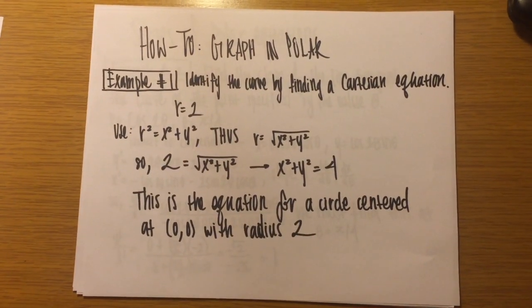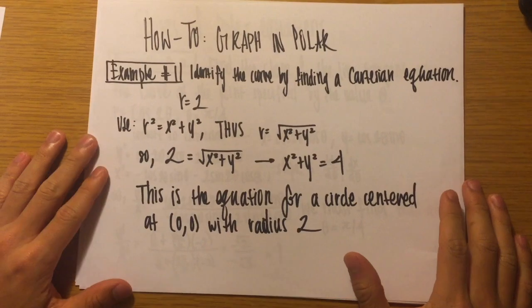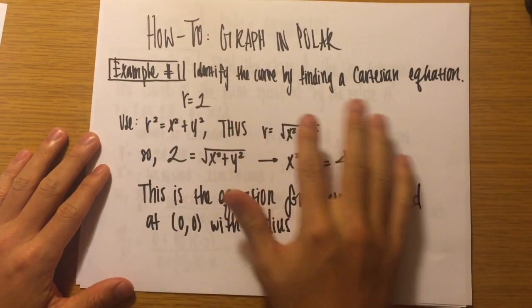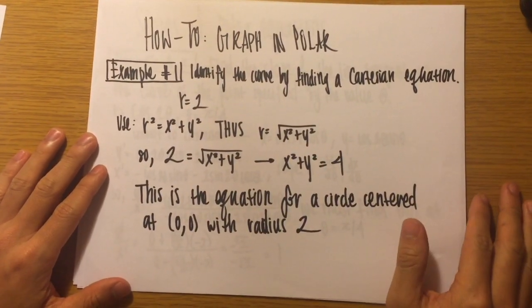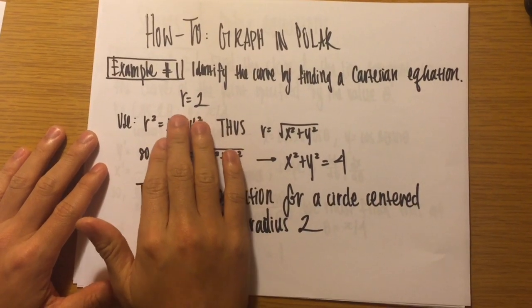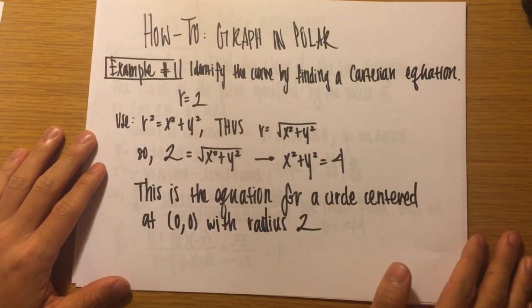This is how to graph in polar. Our first example: the question is to identify the curve by finding a Cartesian equation. This curve is rather simple. It is simply r equals 2.